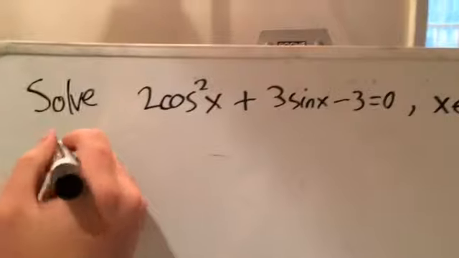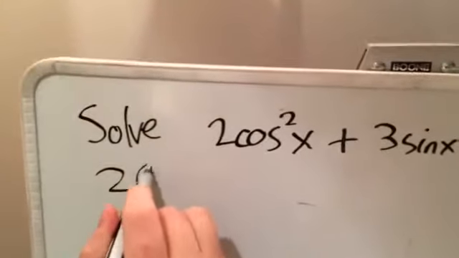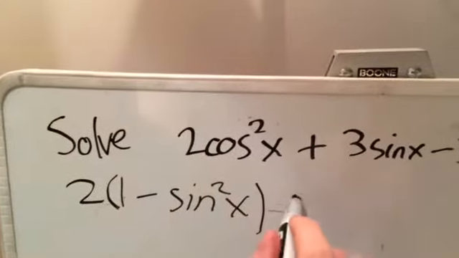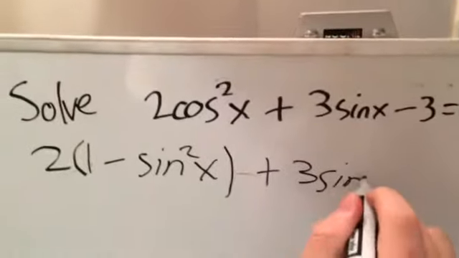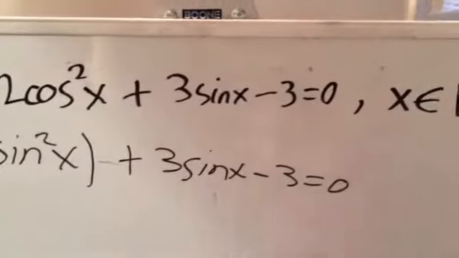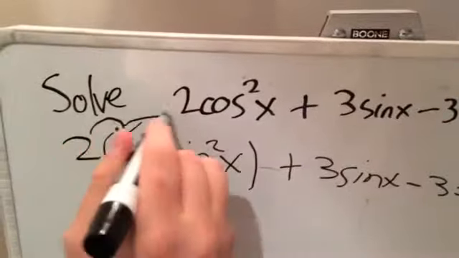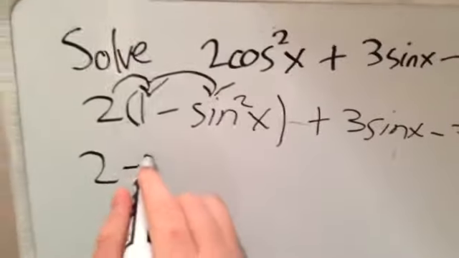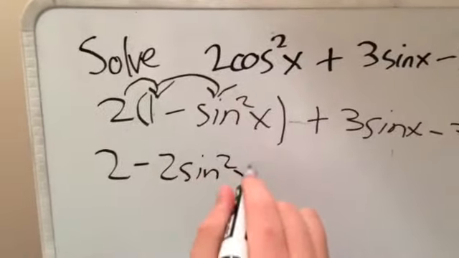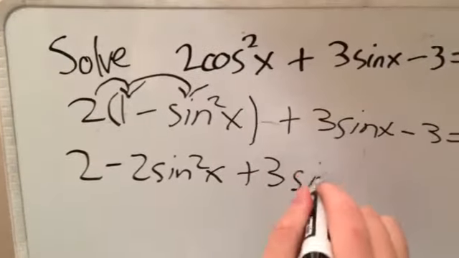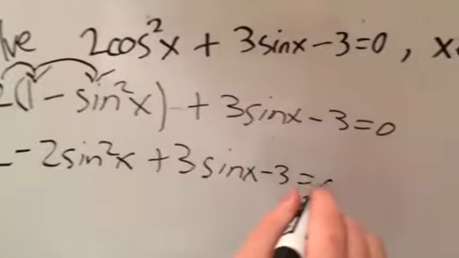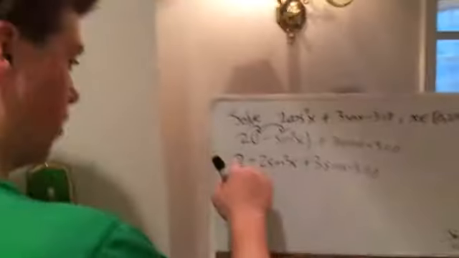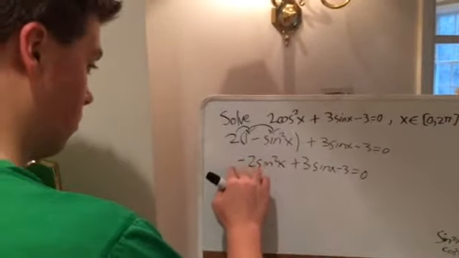So now we're going to rewrite this as 2 times 1 minus sine squared x plus 3 sine x minus 3 equals 0. So now we'll FOIL. So 2 times 1 and 2 times negative sine squared x. So 2 minus 2 sine squared x plus 3 sine x minus 3 equals 0. And now we just have to combine like terms. So 2 plus negative 3, that will get us negative 1.